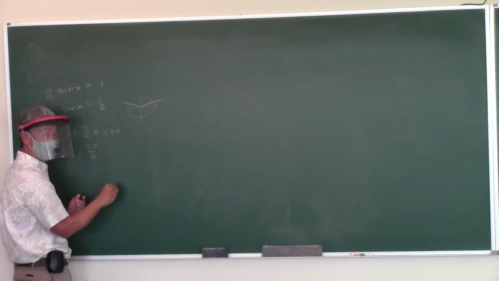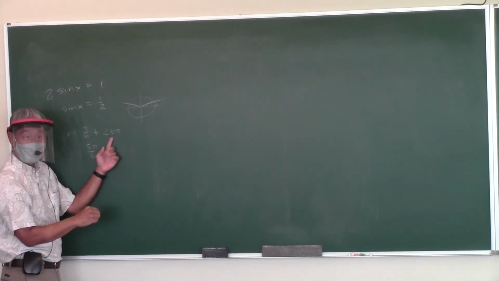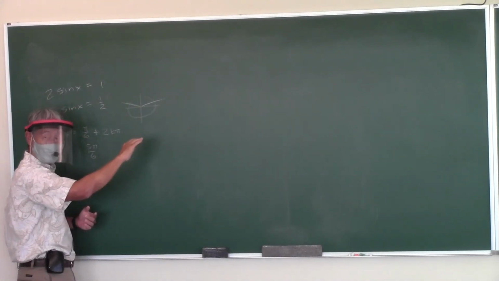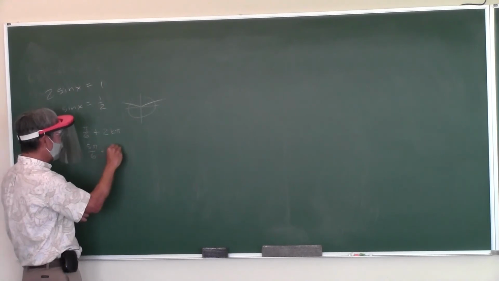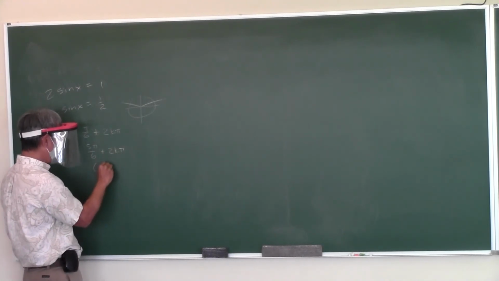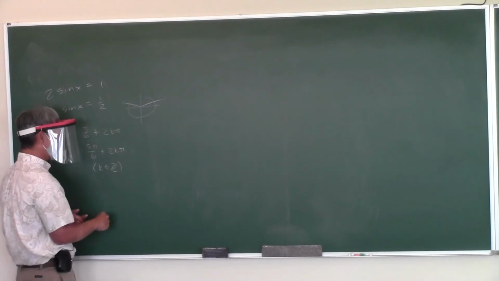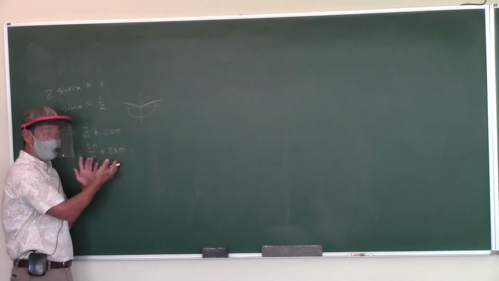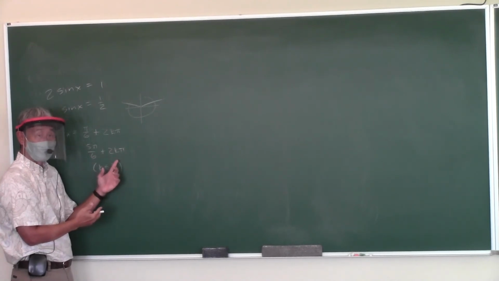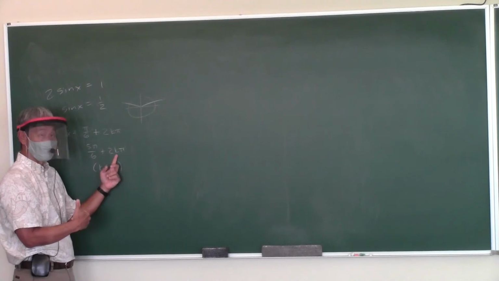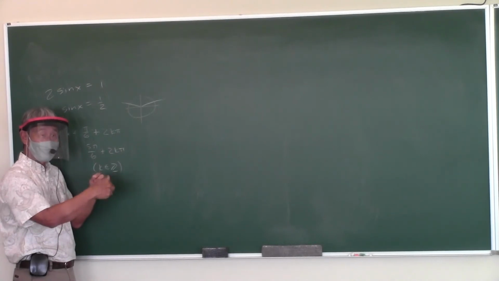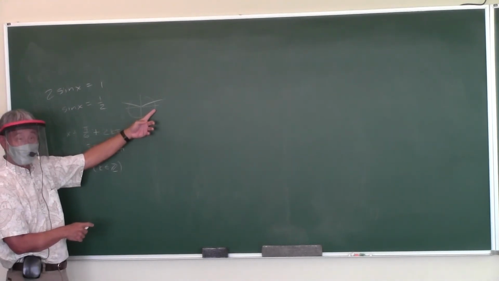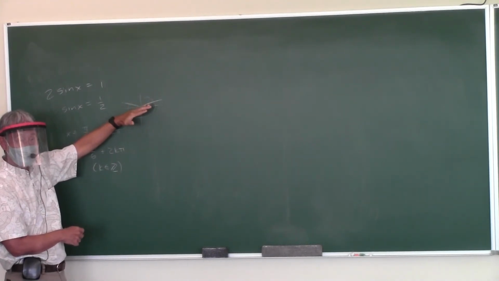2k pi. That means multiples of 2 pi, because every time you add or subtract 2 pi, you end up at the same place, right? So that's what this 2k pi is, where k is an element of the integers. Think about it. If k is an integer like 1, that means add 2 pi. What if k is 5? Add 10 pi. What if k is -3? Then subtract 6 pi. Anytime you add or subtract any multiple of 2 pi, you're going to get the same angle, the same place on the unit circle.